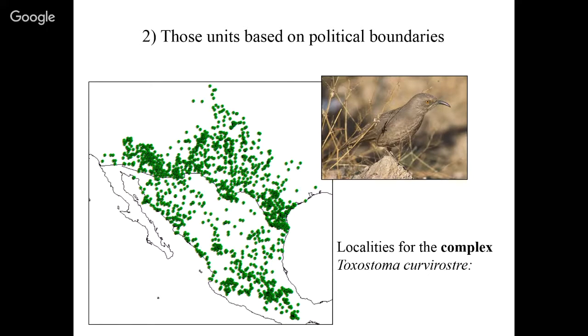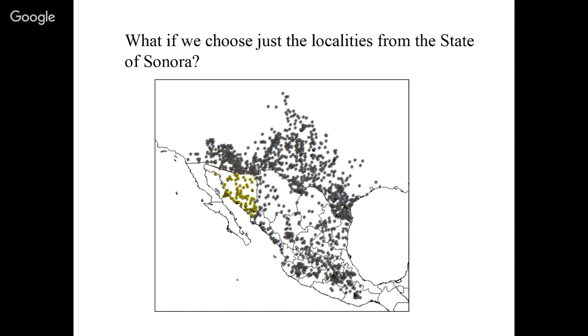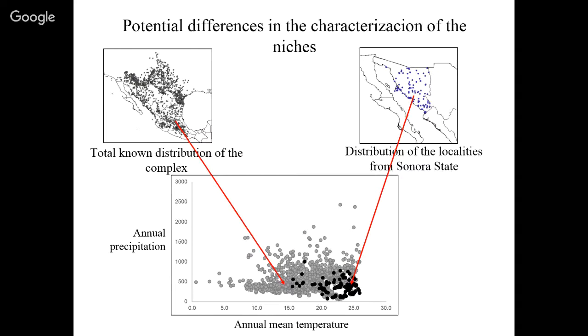In the first case, I'm going to talk about it just a little bit, but it's important to highlight the fact that sometimes, and very frequently, political boundaries are used. From my point of view, this is not recommended, although in the literature it's quite common to find this kind of unit. For instance, what if we choose just the localities from the state of Sonora as an example? Again, there is a lack of good representation of the environments used by the species under the biological species concept, as you can see represented in this slide.